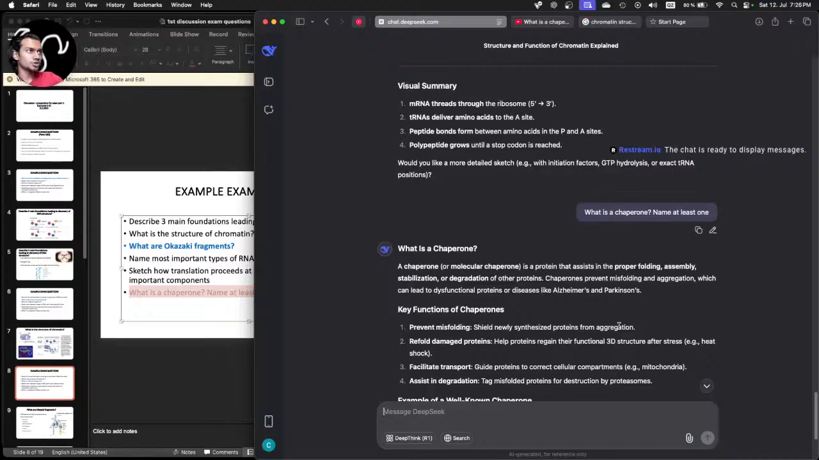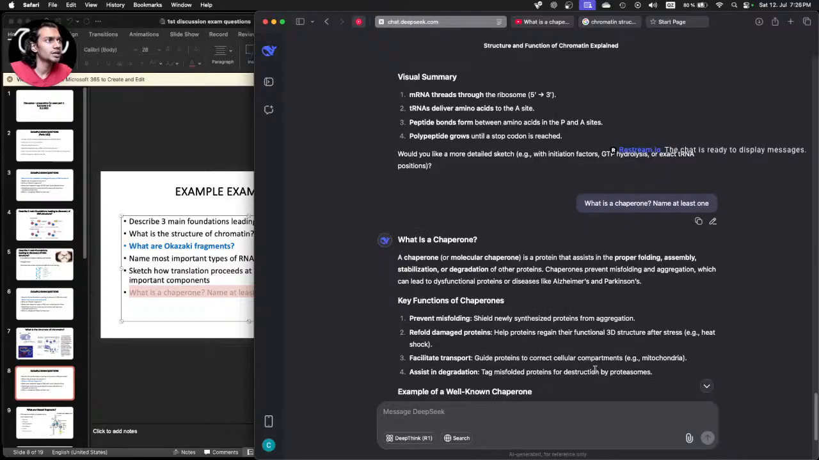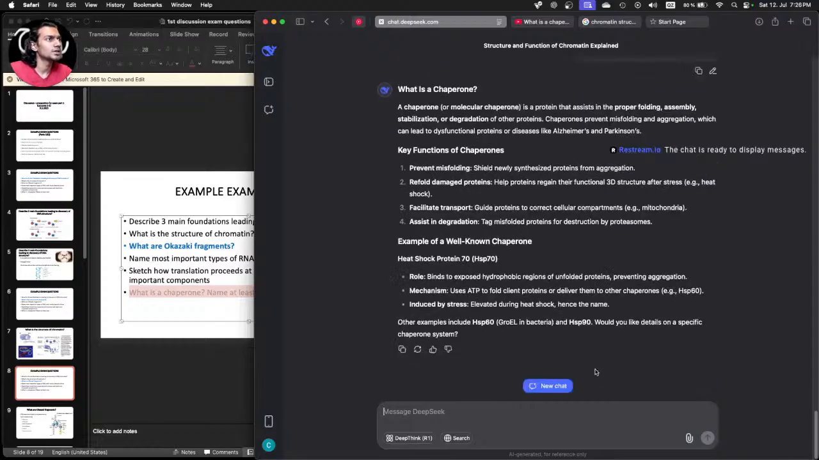Prevents misfolding, shielding newly synthesized proteins from aggregation. Refolds damaged proteins, helping proteins regain their functional 3D structure after stress. Assists in degradation: tags misfolded proteins for destruction by proteasomes.